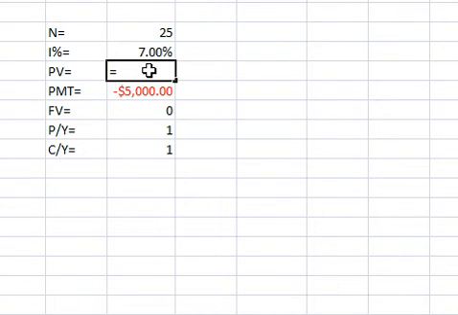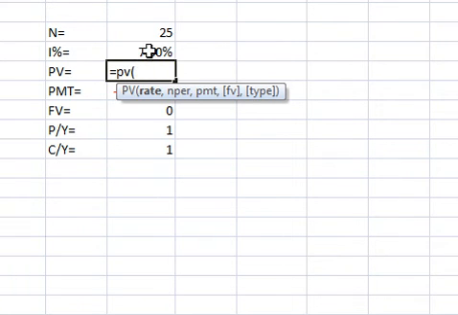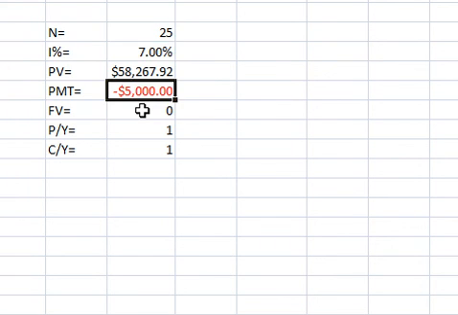And conveniently enough, Excel, again, the name of the formula is equals PV, present value, just like the TVM solver. Open bracket, we click on the rate, comma, number of periods, comma, payment, that's kind of hidden, comma, future value, and then type almost always zero. And there's the present value, $58,267.92 will generate that payment at that interest rate.